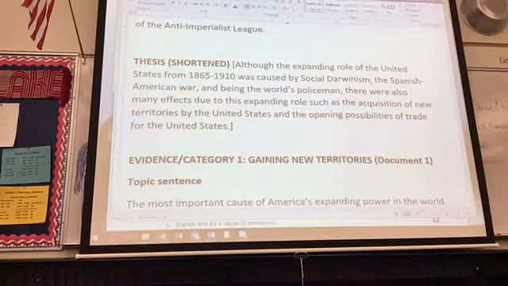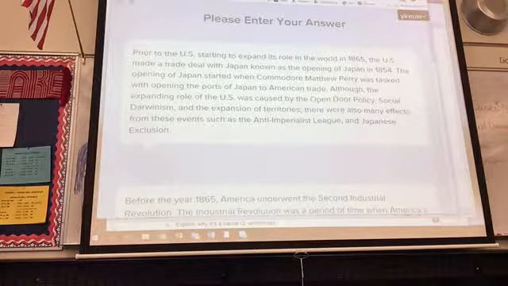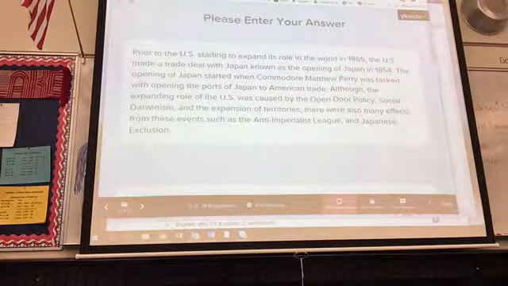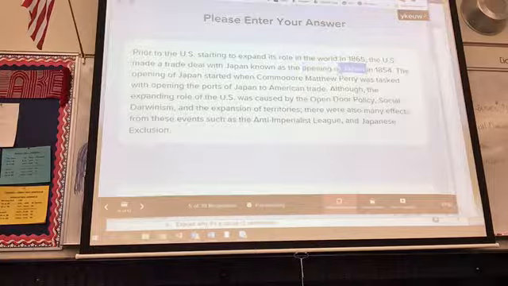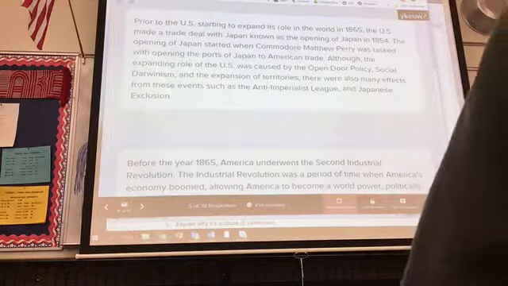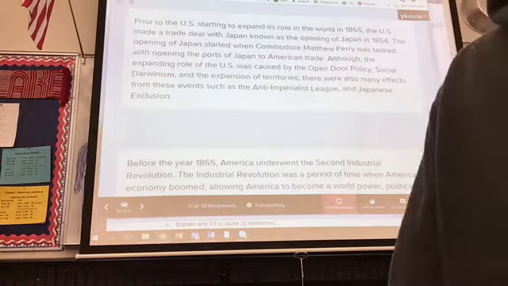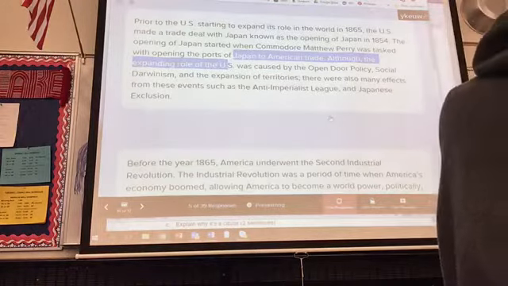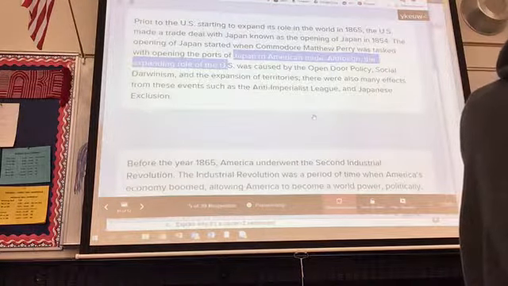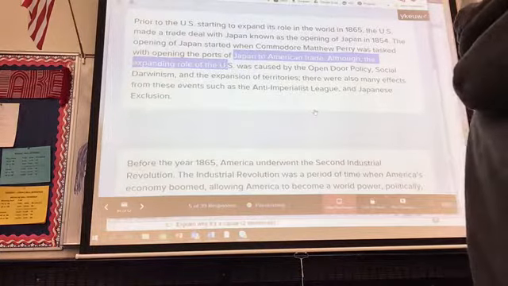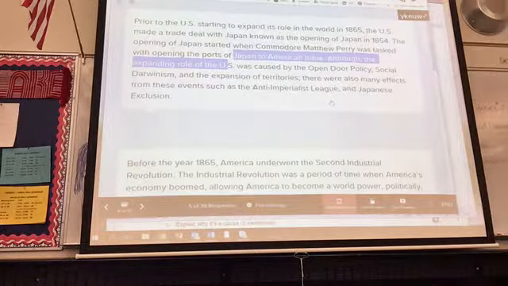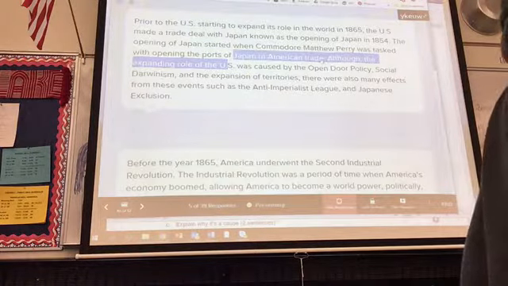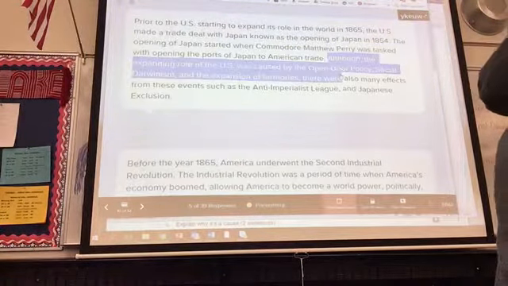So, we're going to start with this one, and we'll see if you can figure out which one is the problem. Okay? So it says, prior to the U.S. starting to expand its world, the U.S. made a trade deal with Japan known as the Opening of Japan. I mean, technically you should probably put the treaty, but whatever. The Opening of Japan started when Commodore Matthew Perry was tasked with opening the ports of Japan. Although the expanding role of the U.S., what is the problem with this transition right here? Did they ever connect their historical context to their thesis? No. So, make sure that you are working to connect your historical context with your thesis.